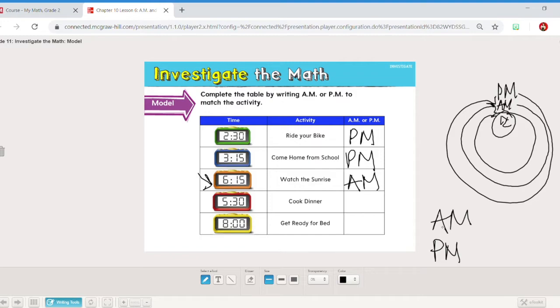Now, 5:30, you would be cooking dinner. Well, 5:30, some of you might be eating breakfast if you get a really early start. But if you're cooking dinner at 5:30, I hope it is PM. And if you're getting ready for bed, same thing. If you were getting ready to go to bed, putting your PJs on at 8 in the morning, well, you would be sleeping through the day. So 8 o'clock PM would make sense there.